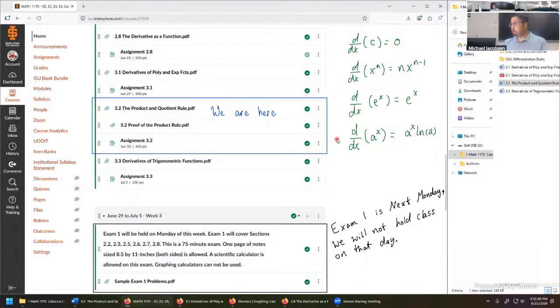But aside from that, here's what we were looking into last time. Last class, we were dealing with the derivatives of polynomial and exponential functions. And this is the list of derivatives we studied quite intensely last class meeting.